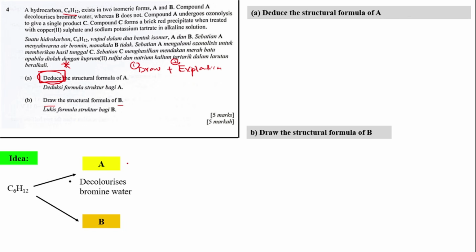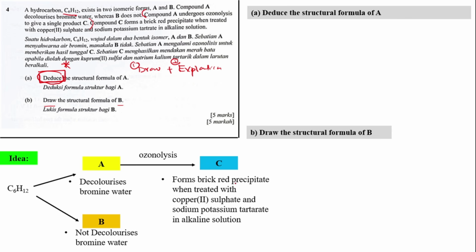So A will decolorize bromine in water. Meanwhile, B does not decolorize bromine in water. And compound A will undergo ozonolysis to give single product C. Okay, and compound C here will form a brick red precipitate when treated with copper sulfate and sodium potassium tartrate in alkaline solution. So from the sentence form, I have changed that into the diagram form in order for me to see it more clearly.